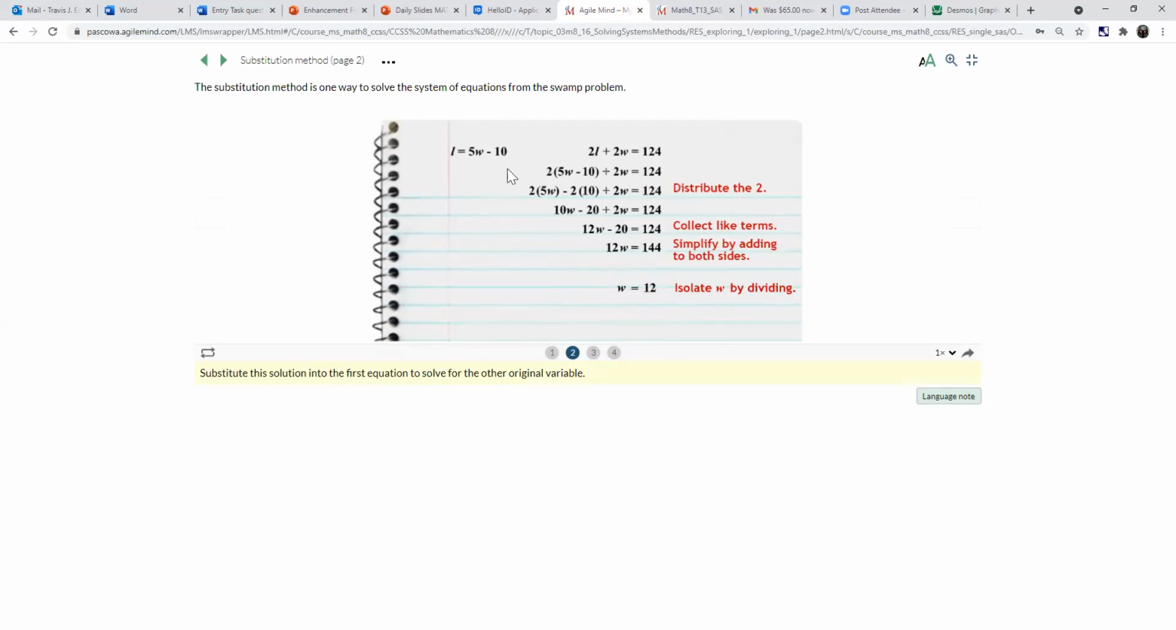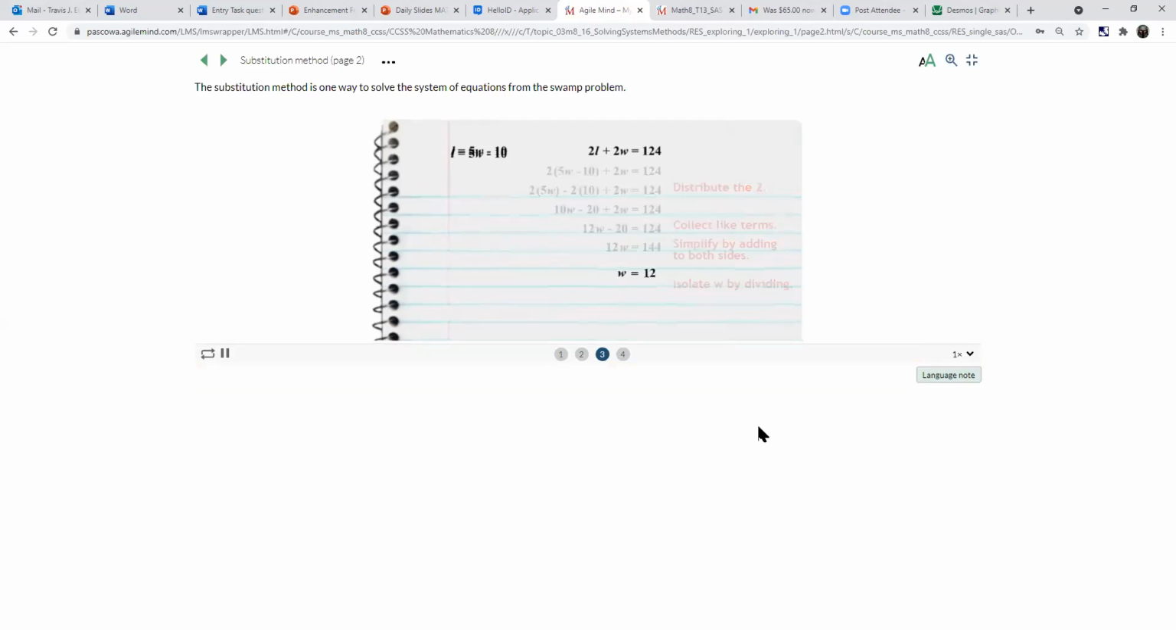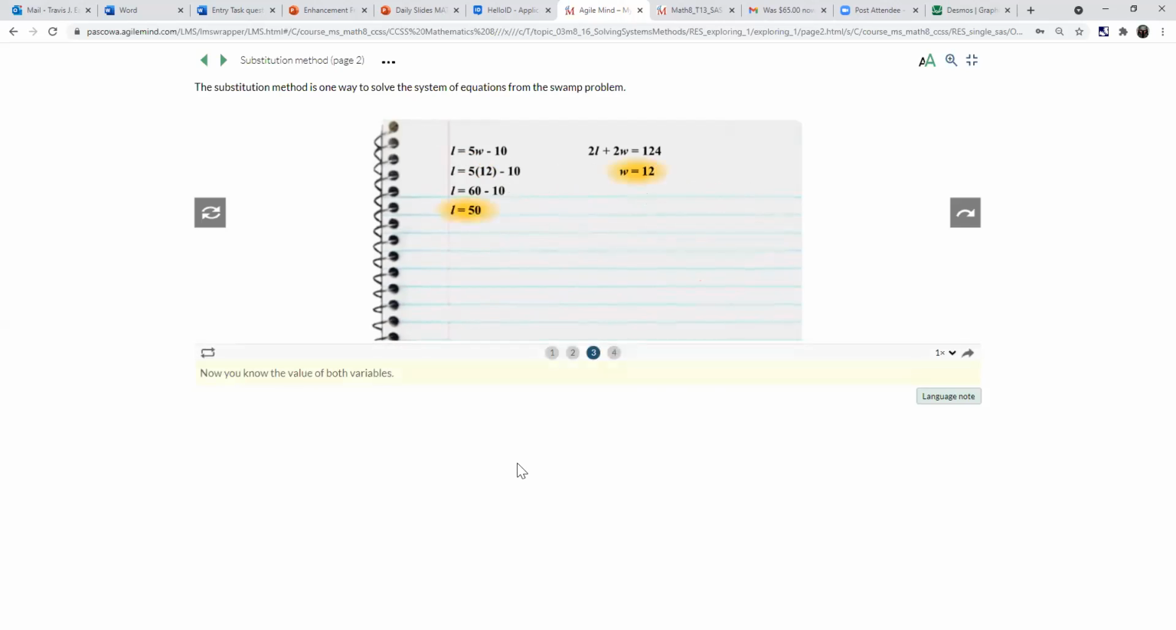So we've substituted 5W minus 10 for L. We solved for W. Now what we have to do is take W equals 12 and substitute it into the equation to find exactly what L is. So let's take a look at that. If W is 12, we just put 12 back in for W in the other equation. And 5 times 12 is 60. 60 minus 10 is 50. So we know that the length is 50.